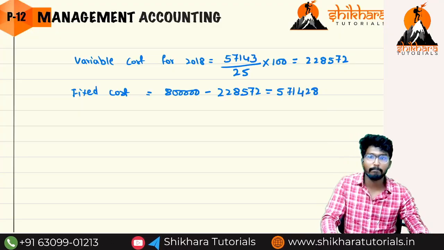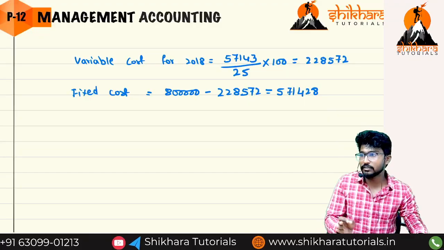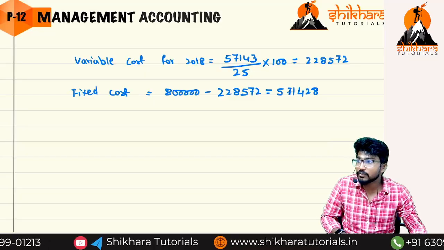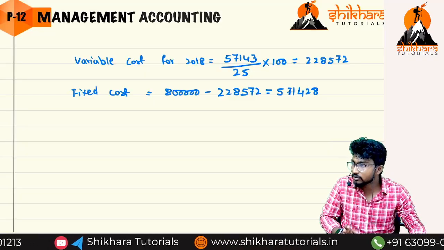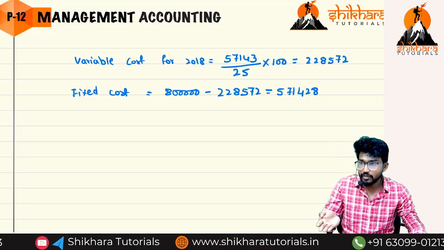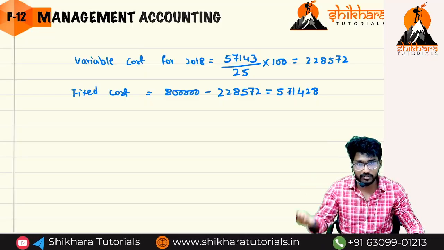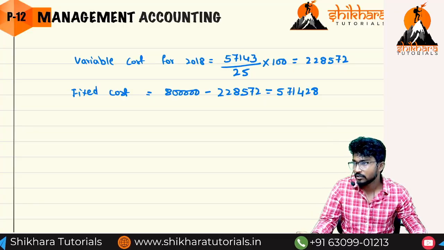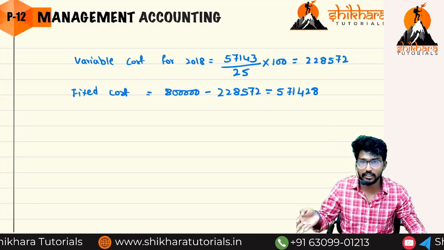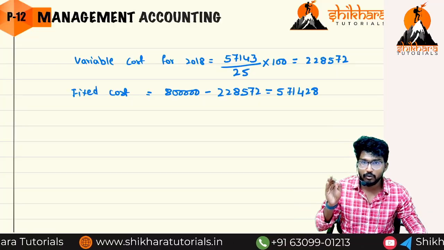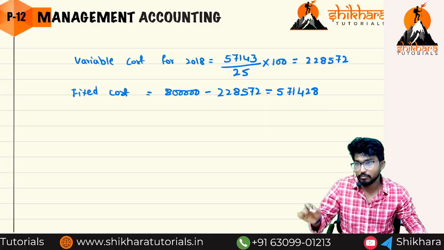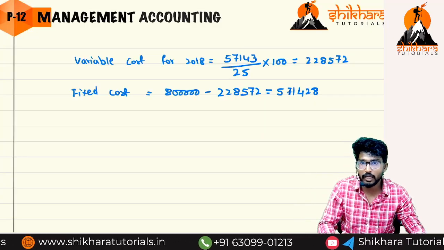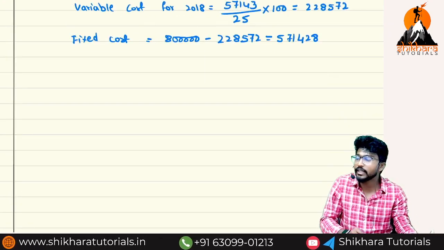Now tell me which cost will change due to volume? Variable cost only. Why? Because if number of units increases or decreases, there is no change in fixed cost. If units increase or units decrease, fixed cost won't change. But variable cost will change according to the volume. Am I correct? Now, for 2019, what happened?